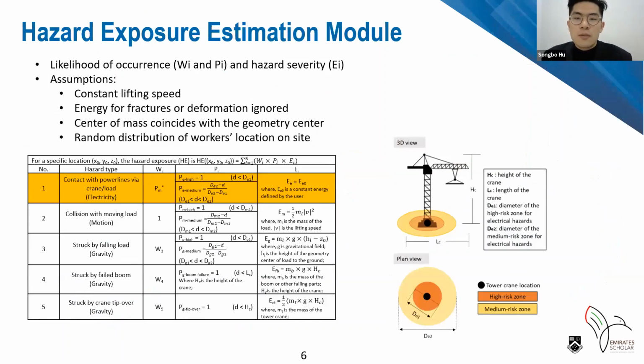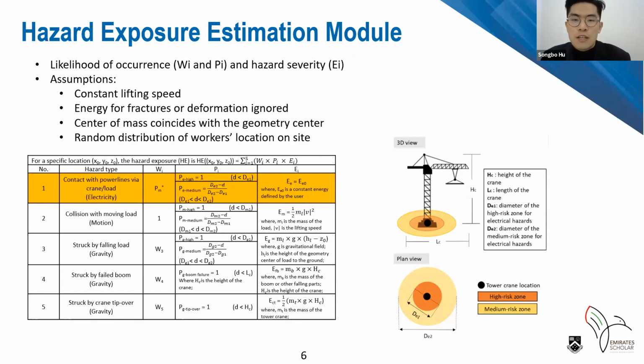So with a reliable estimation of trajectories, we describe the hazard as the accumulated risk of multiple tall crane-related hazards, including electrical, motion, load dropping, boom failure, and crane tip over. The 5 types are at one 3D location, say X0, Y0, Z0. We describe the likelihood of occurrence with W and P, which is how likely an accident is to happen in the hazardous zone and how the risk distributes within the hazardous zone, using 0 to 1 scales. Then we use E to understand the amount of damaging energy.